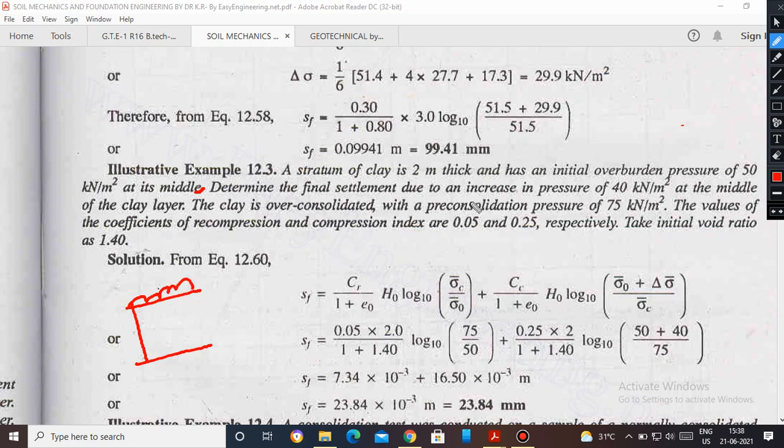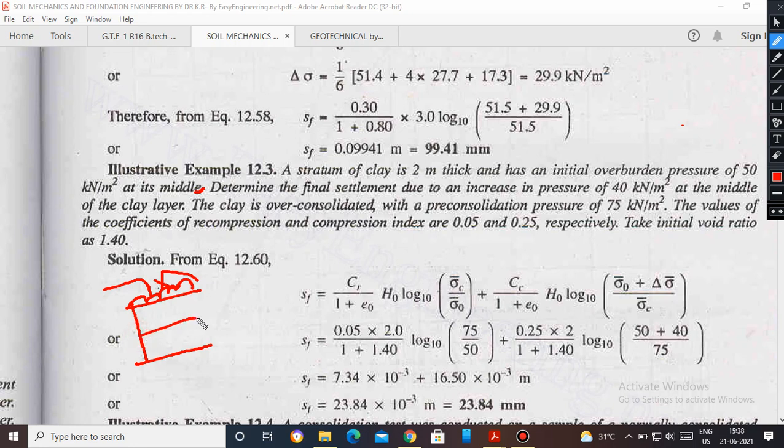Determine the final settlement due to an increase in pressure of 40 kilo per meter square at the middle of the clay layer. Beyond this 50 kilo per meter square, an additional pressure of 40 kilo per meter square at the middle of the clay layer was applied. The clay is over consolidated with a pre-consolidation pressure of 75 kN per meter square.